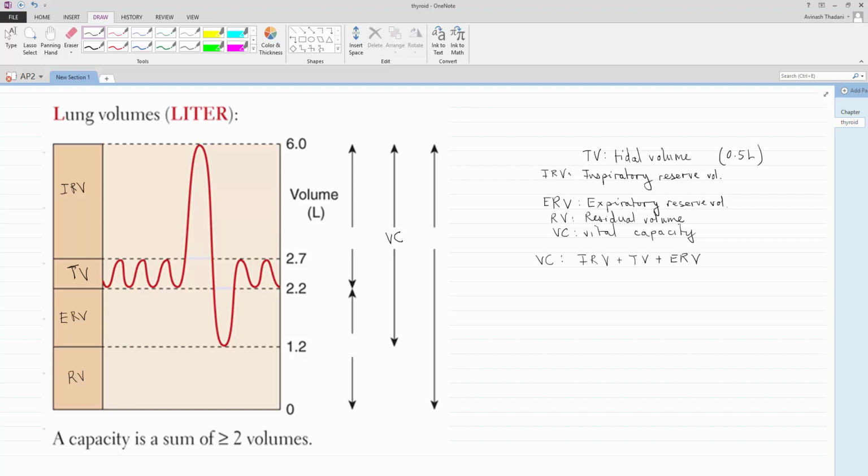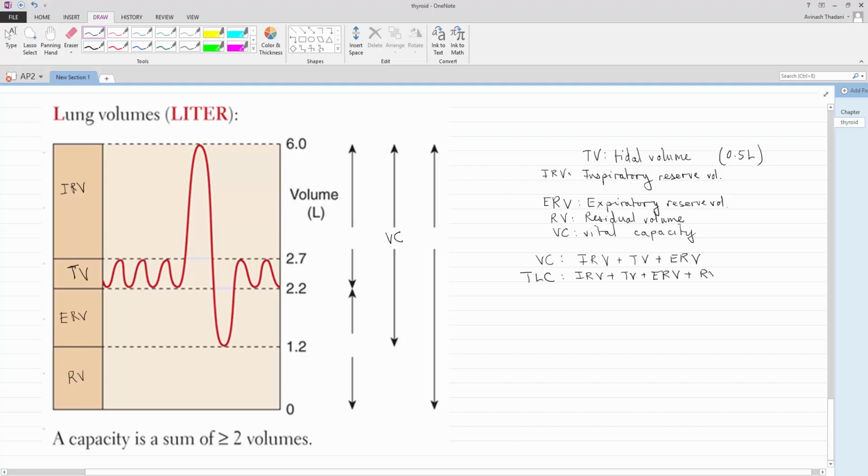So that's vital capacity. The other one that we want to look at is TLC, or total lung capacity, which is the total amount of air that can exist in your lungs, and that's simply a sum of all the volumes. So it's IRV plus TV plus ERV plus RV, residual volume, right? You can also measure total lung capacity, but it's less important because we don't exhale out the residual volume. I won't go into how we can measure that, but you can measure total lung capacity as well, and hence get an indication of residual volume.